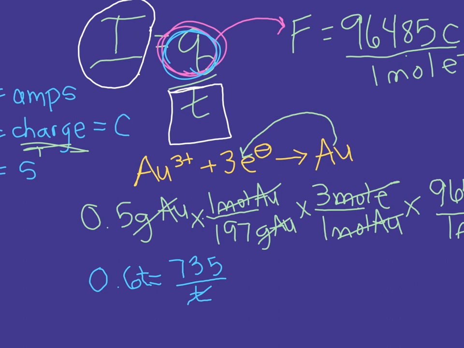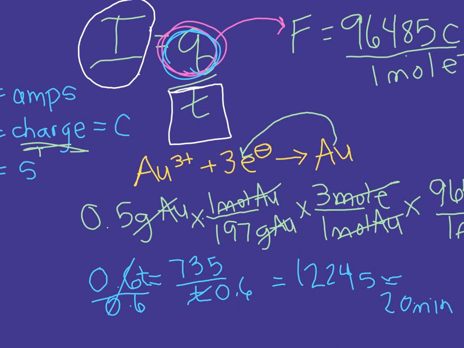And then in order to solve this, the next step would be to divide both sides by 0.6. Cancels out this. Okay, so we have this divided by 0.6. And we get, whoa, 1224 seconds. So if you wanted, you could do minutes, divided by 60. I just divided by 60 to get it in minutes, about 20 minutes. So to get half a gram of gold plated on the outside of this using 0.6 amps, it would take you about 20 minutes of waiting.